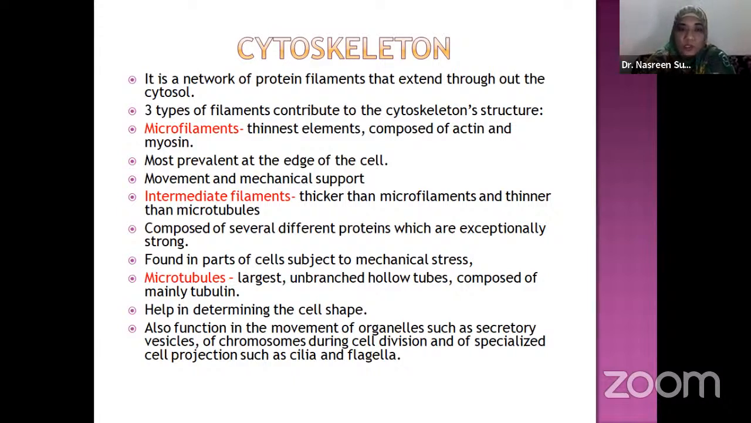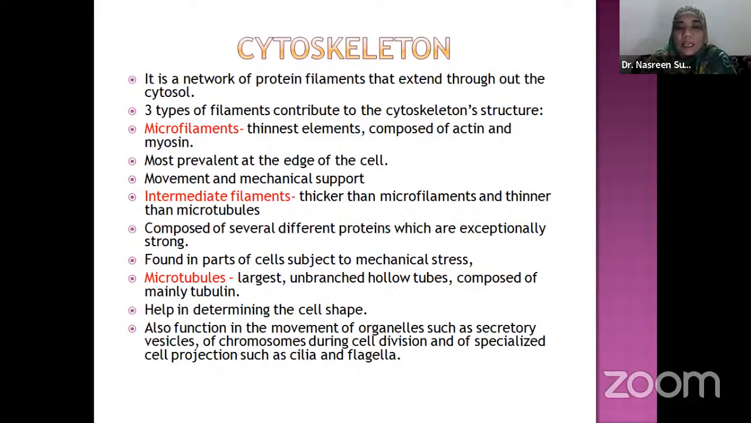Coming to the microtubules, we have large unbranched hollow tubes, just like pipe-like structures, composed mainly of tubulin. The protein here is tubulin. The proteins in the microfilaments are actin and myosin. Intermediate filaments are made up of many proteins. So in microfilaments, actin and myosin; in microtubules, tubulin.